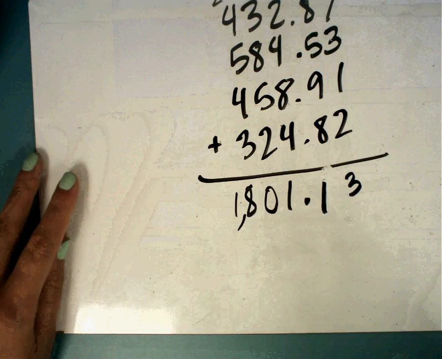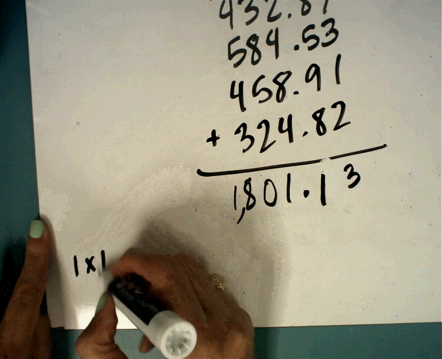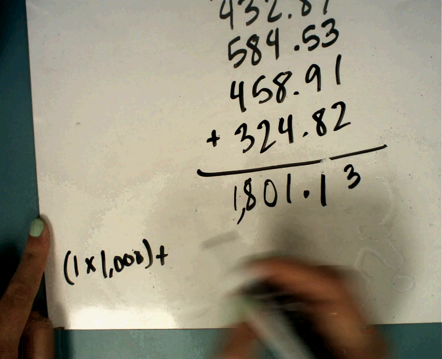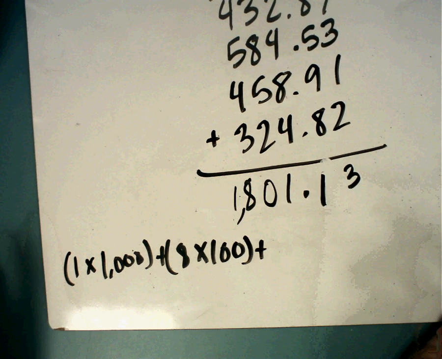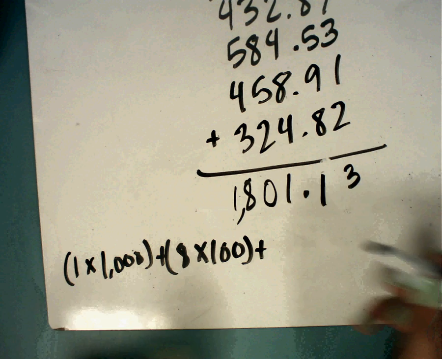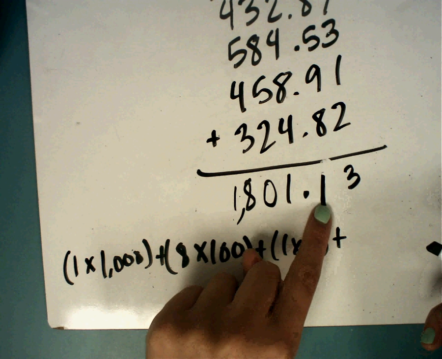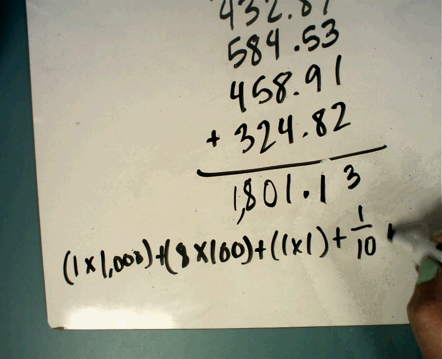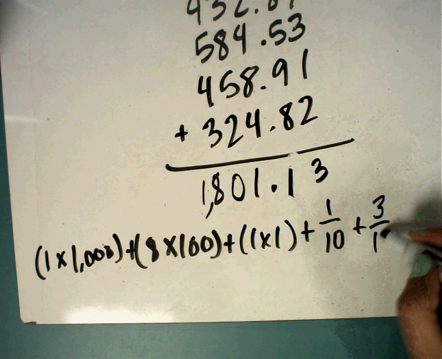How many thousands do I have? 1, so I have 1 times 1,000, plus how many hundreds? 8, so 8 times 100, plus 0 tens, so I don't even need anything for that, plus 1 one, so 1 times 1, plus how many tenths? 1/10, so look at how they wrote this, 1/10, that's easy, plus how many hundredths? 3 hundredths, so we're going to write 3 over 100.